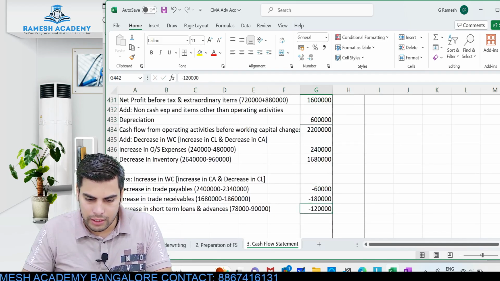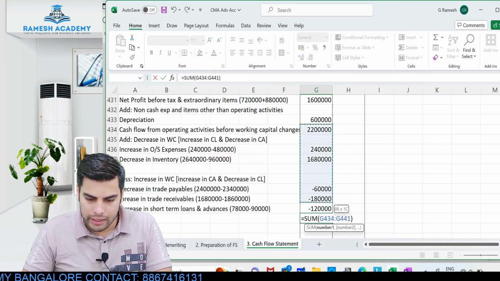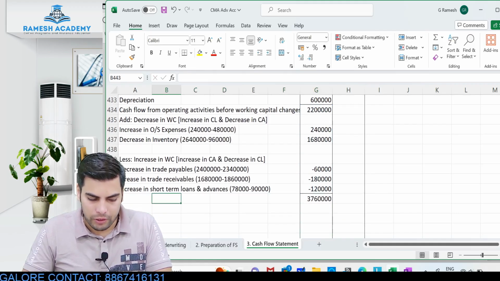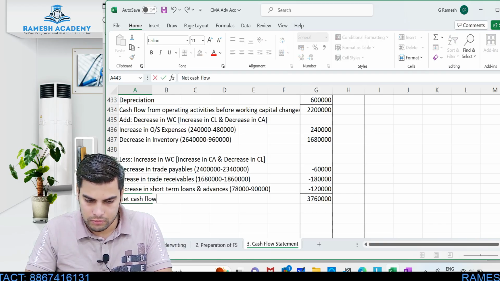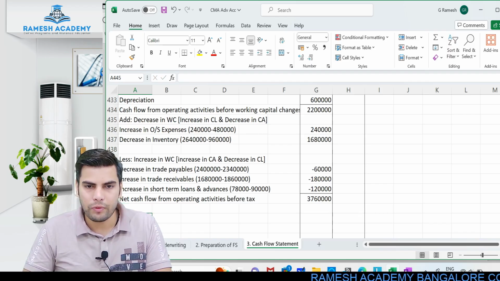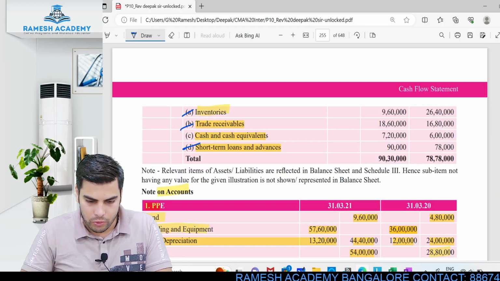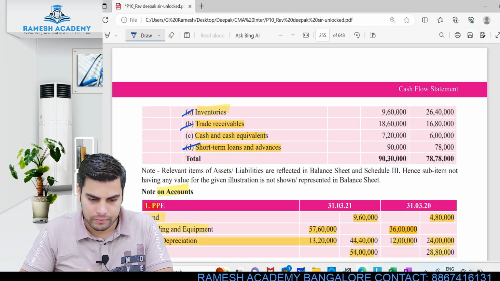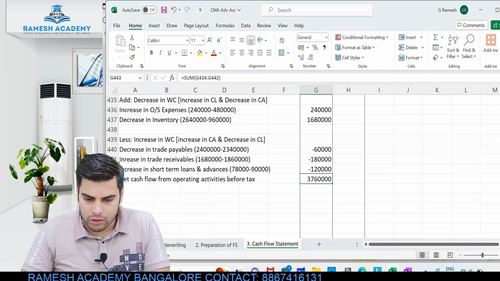Now if you see the net impact, let's just check the net impact. This would be the net cash flow from operating activities after working capital changes. So net cash flow from operating activities before tax. This is 38,68,000 rupees. Do we have anything else? Just check once. Have we left over anything? That's it. Let's just cross verify.